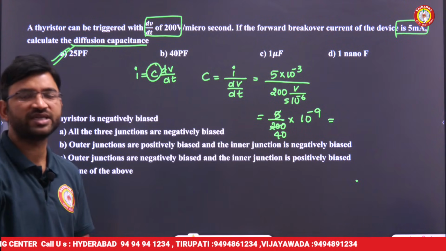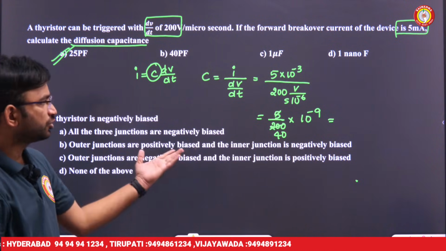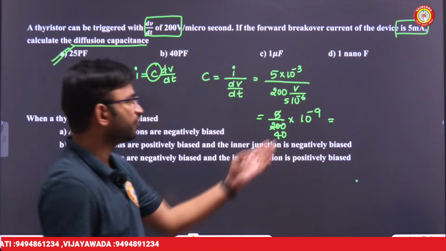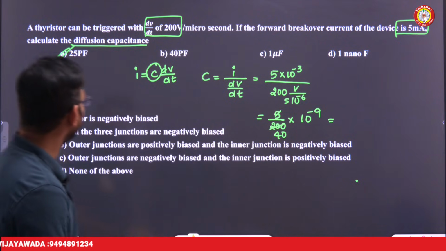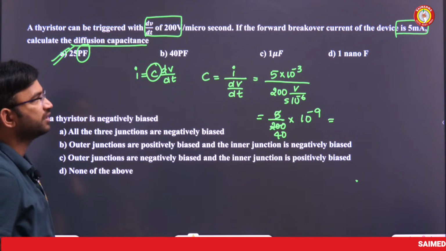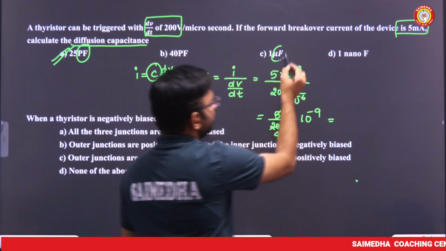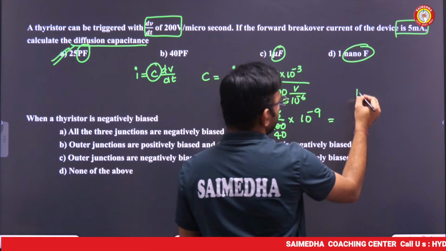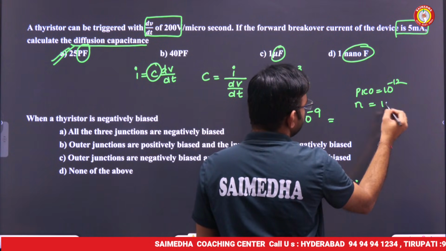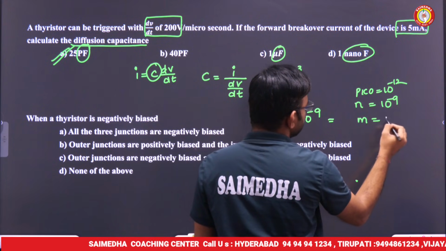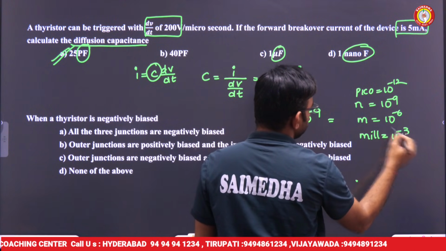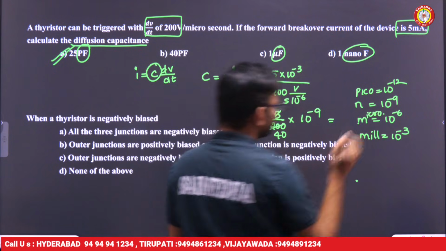1 by 40 is 0.025, which is nothing but 10 to the power of minus 12, pico. So you need to understand the terminology over here: pico, nano, micro and milli. You already know that 1 pico is 10 to the power of minus 12, nano is 10 to the power of minus 9, micro is 10 to the power of minus 6, and milli is 10 to the power of minus 3.